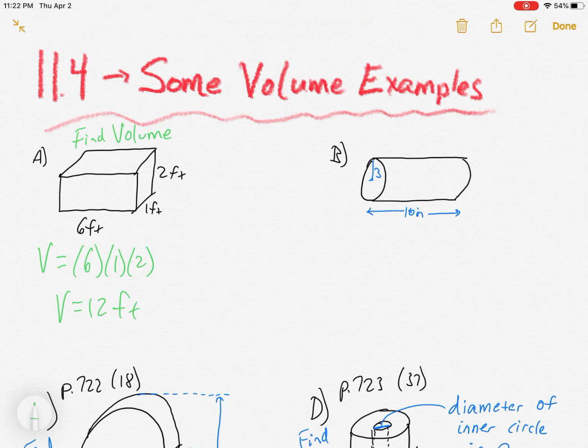12. And the units of volume are cubic units. Box your answers. Remember, set up, answer, units.